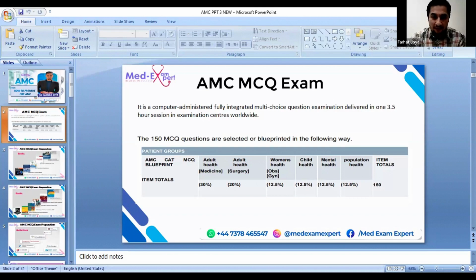I know it's a very stressful situation for everyone, and the exam is very tough. But please bear with us, and together we will be fine, and we can pass the exam. So this is some basic information about the MCQ exam, as you know already, because we have discussed it before.